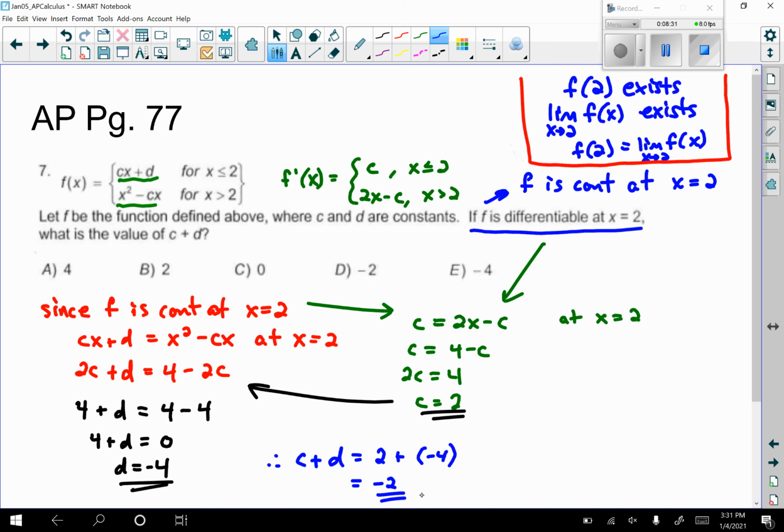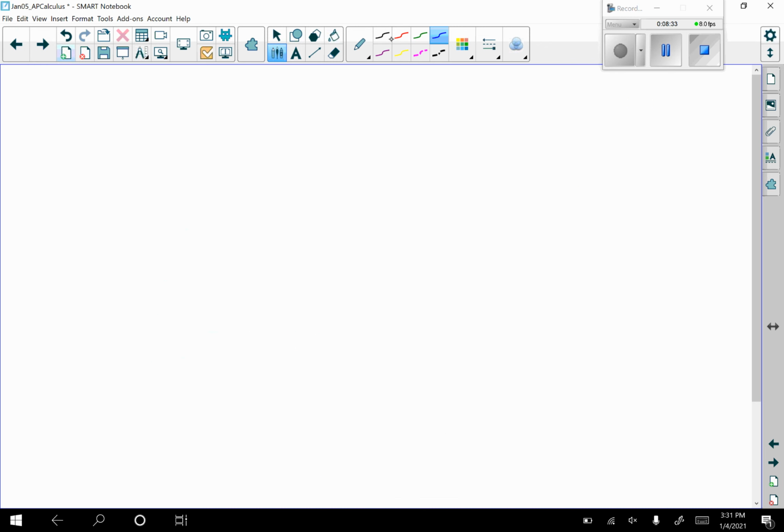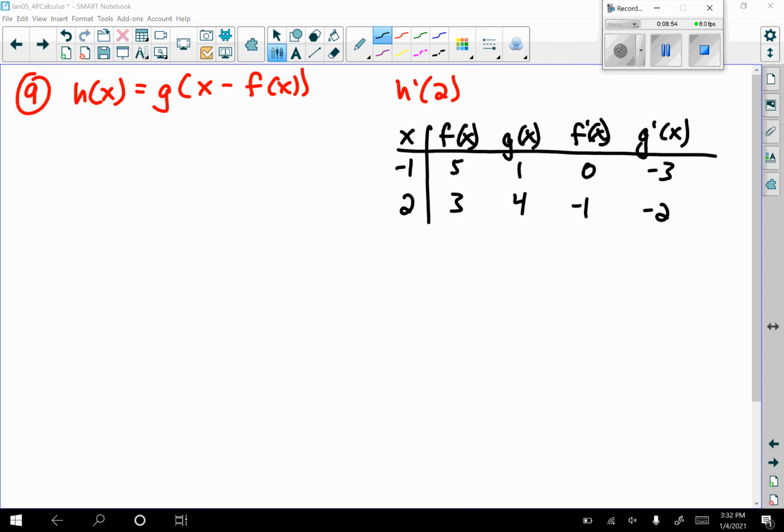And now let's take a look at number 9. Here we're given h of x is equal to g of x minus f of x. And we're also given a table of values. We want to know what h prime of 2 is. So let me write out these values here for a second. Okay, so here's the table that we were given in the problem.